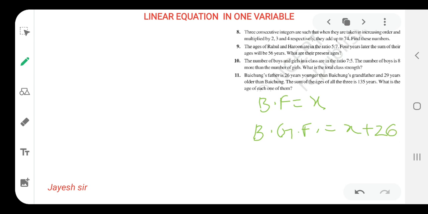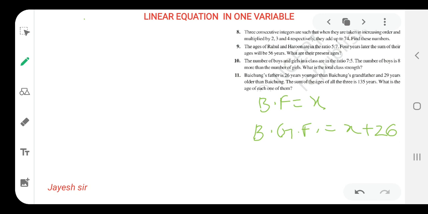Yes friends, now the interesting part starts here. I hope you all might be getting it till now, because now the sum gets a little bit difficult because of this one line written here. You can get confused in your exams also. So let's begin with that. Again, I'm reading: Baichung's father is 26 years younger than Baichung's grandfather. That is the one sentence that we have completed.